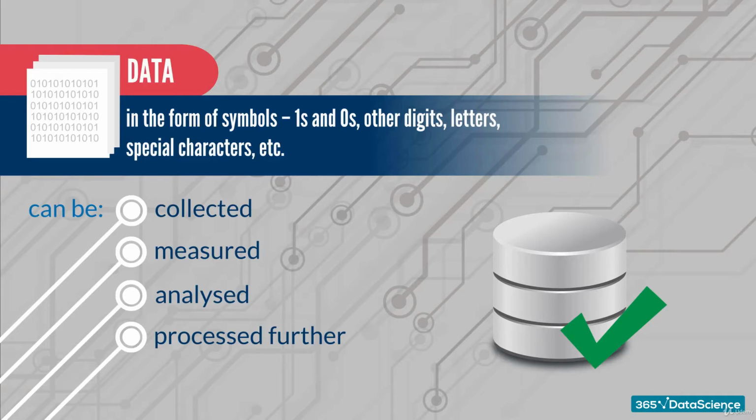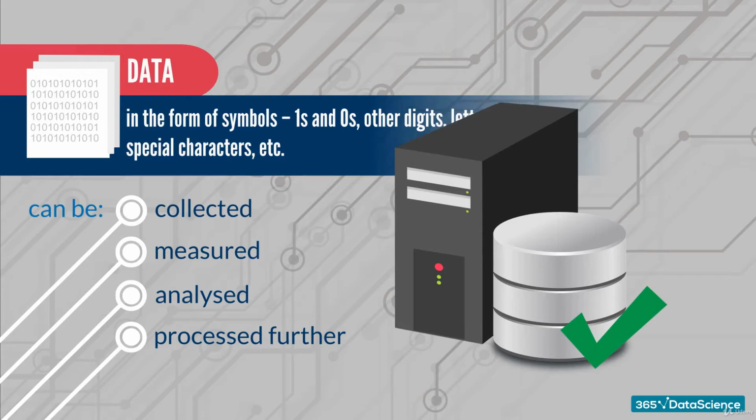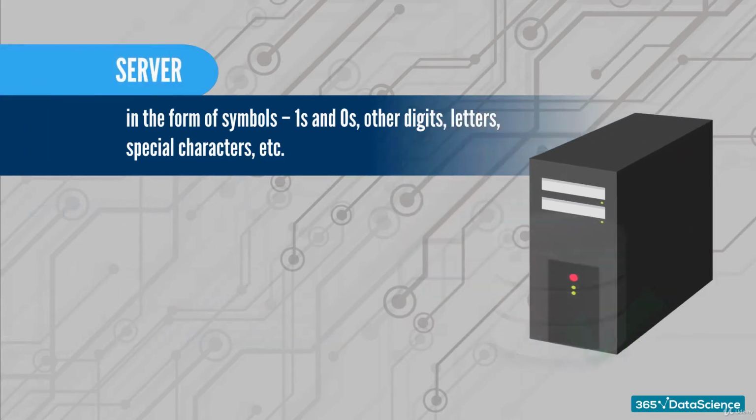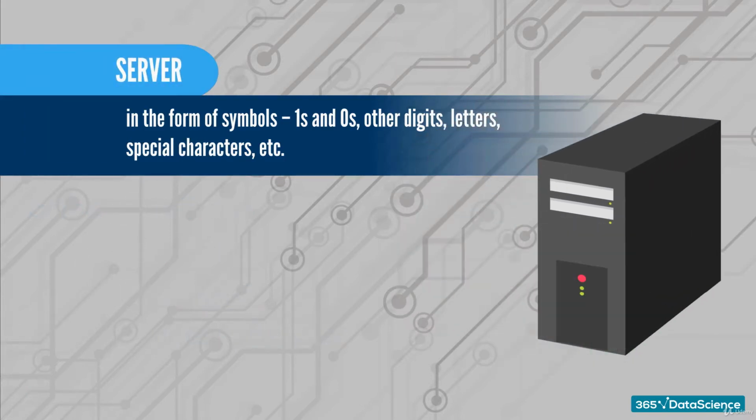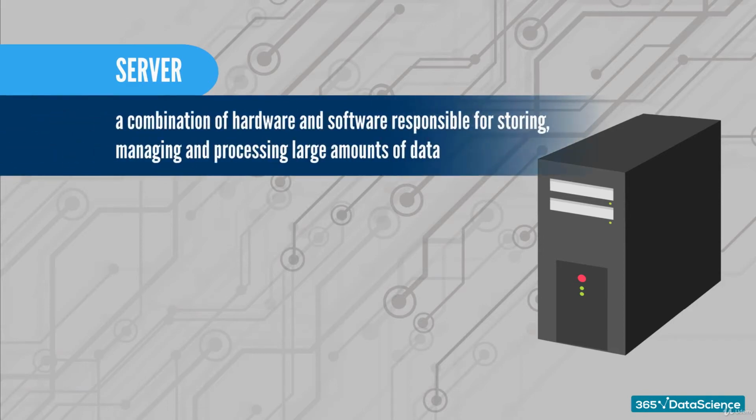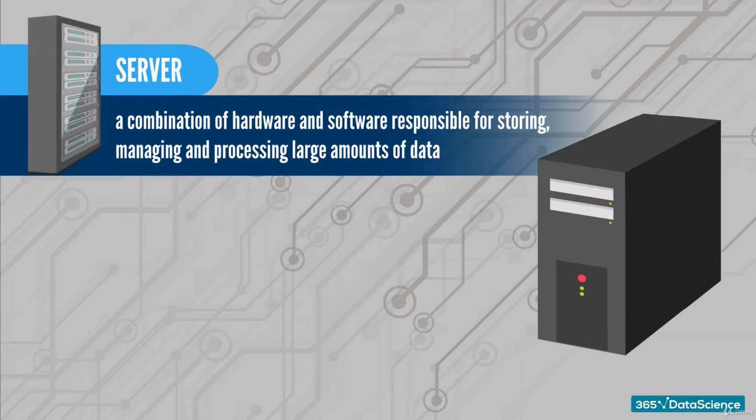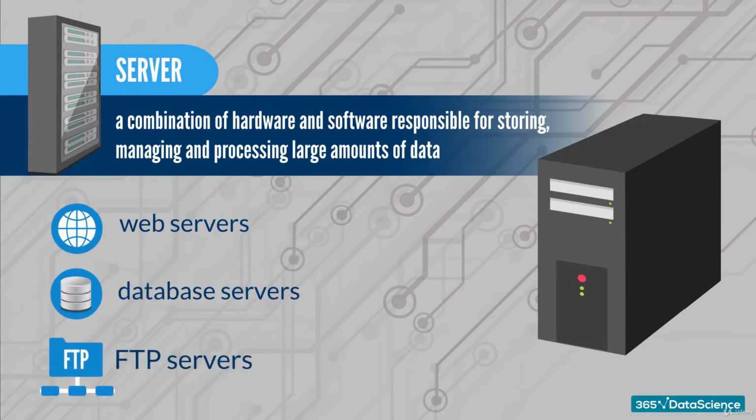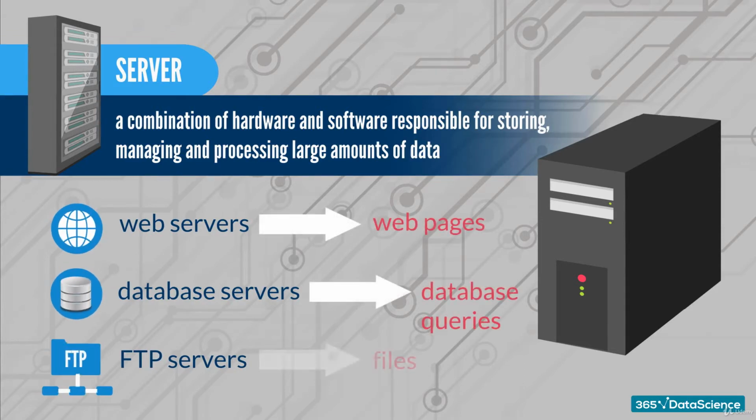And where are databases stored? In database servers. As a matter of fact, server may be a misleading term for a newcomer, since its definition can have a specific application in different scenarios. Theoretically, a server is a combination of hardware and software responsible for storing, managing, and processing large amounts of data. The most common types are the web servers, database servers, and FTP servers, file transfer protocol. These facilitate the transfer of web pages, database queries, and files, respectively.